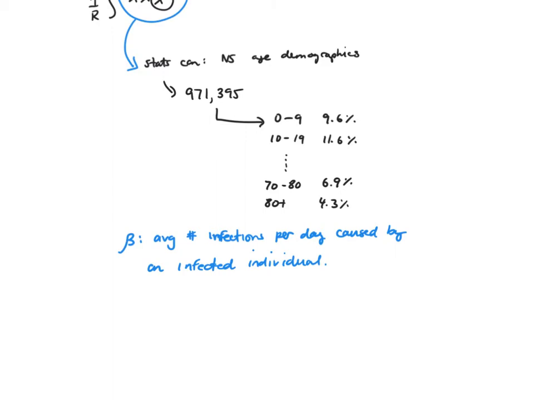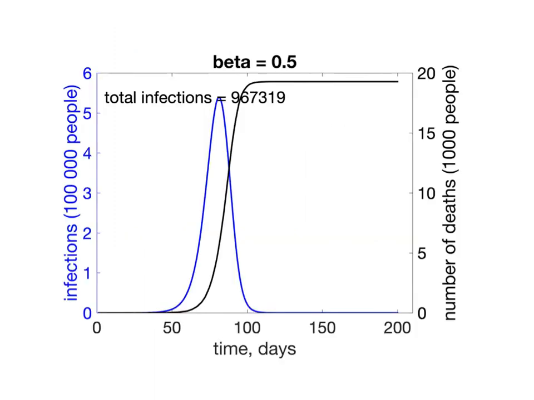First off, we're going to look at a value of beta equal 0.5. Now, beta equals 0.5 is quite high. An average infected individual every 2 days or so would infect another individual. So what does the curve look like for infections in this case? Here it is.